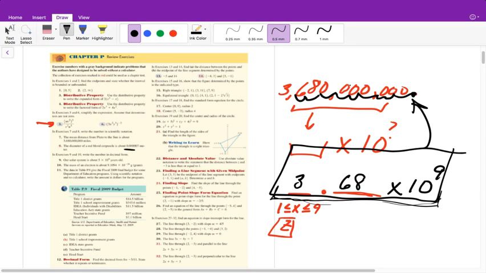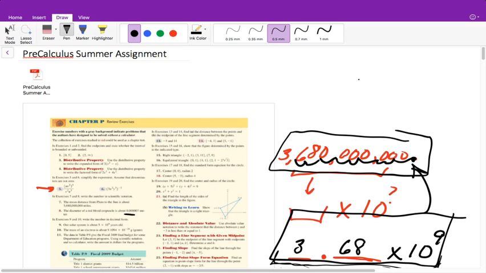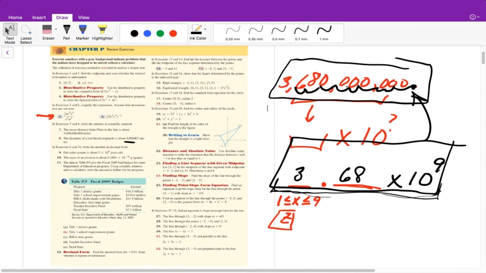When we move it to the left, or what you can think of is when we make this overall number smaller, which is what we did to get to here, then we need to make our tens, when we multiply it by 10, larger. We need to offset it. So in this case, we make it smaller. 3.68 is definitely smaller than 3,680,000,000. So that means our tens need to be larger.